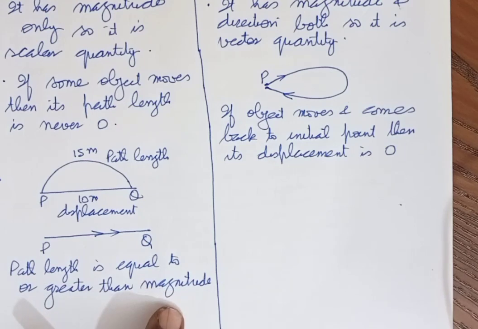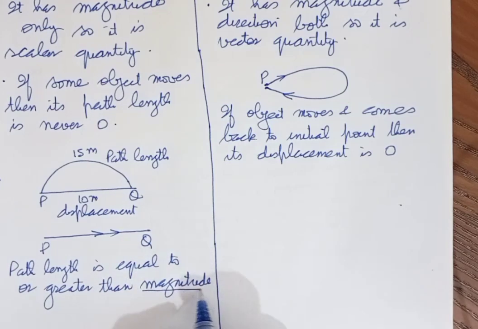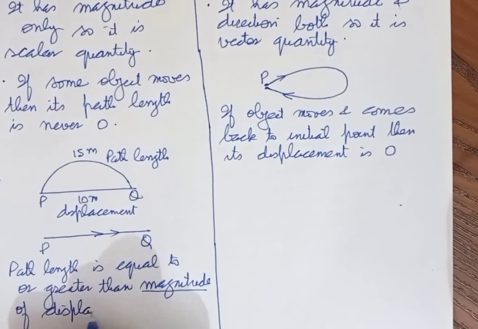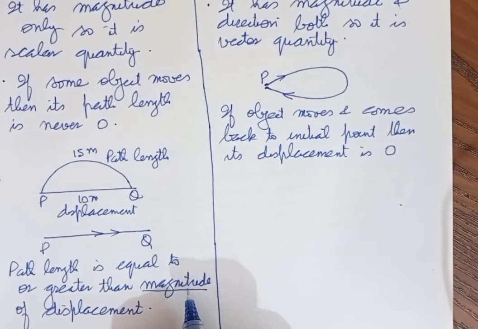So we will say path length, because path length has only a particular magnitude. However, displacement has both magnitude and direction. So you should write greater than the magnitude of displacement, because your comparison is limited to magnitude only. Path length does not have any direction, so how can we compare direction? We are only concerned about magnitude, so specify magnitude.